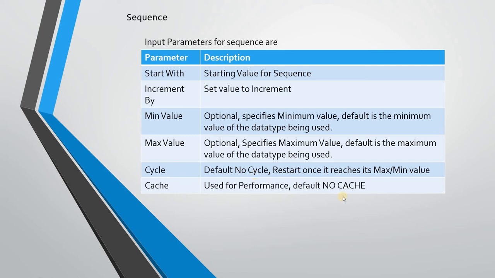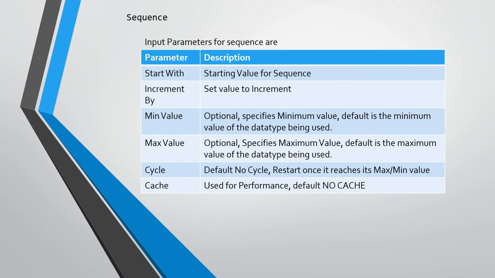And what is cache? Cache is used for performance. The default is no cache. For example, if a cache size of 50 is chosen, then SQL Server does not keep 50 individual values in cache. It only caches the current value plus whatever has been left in the cache.